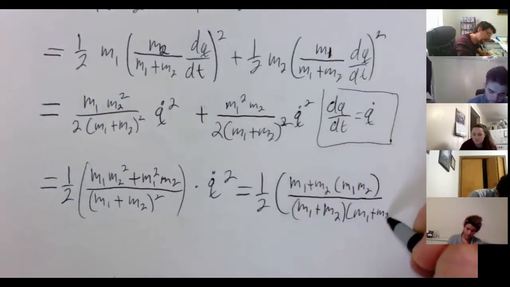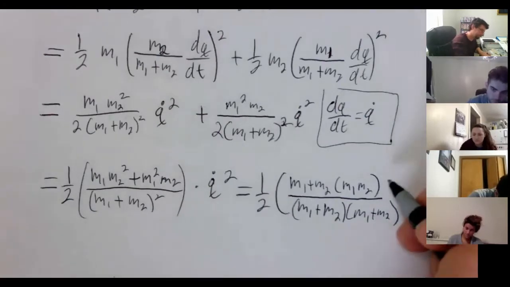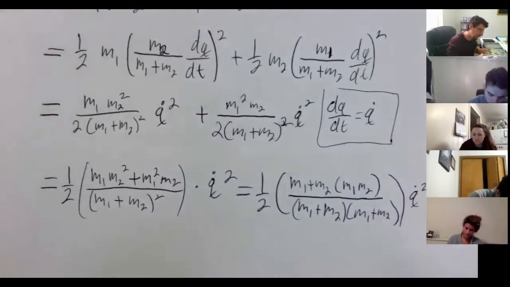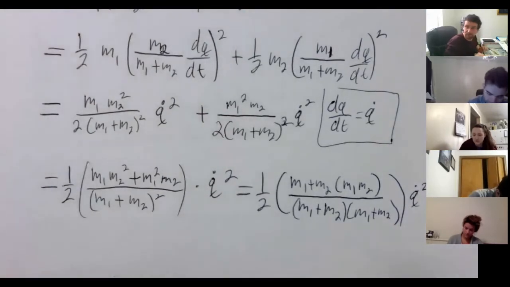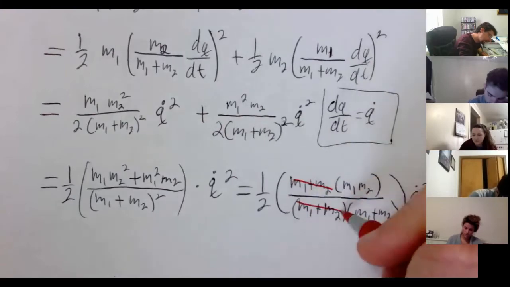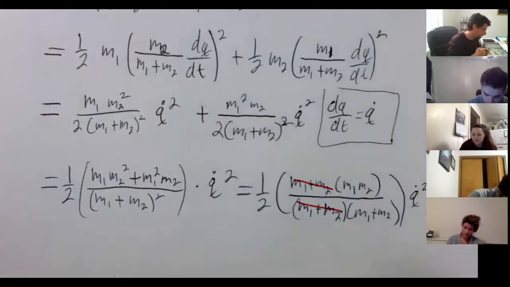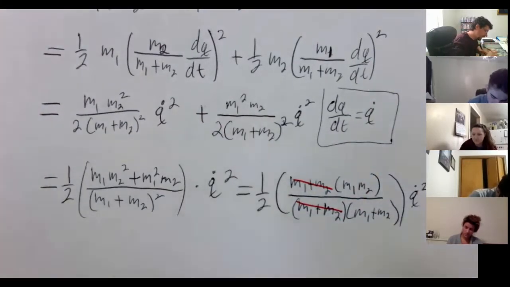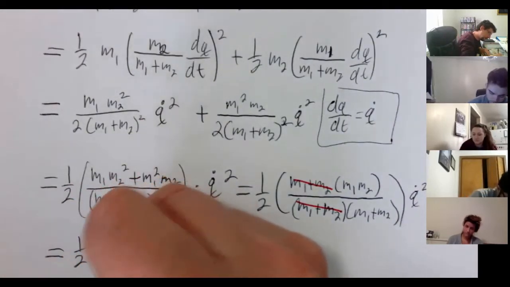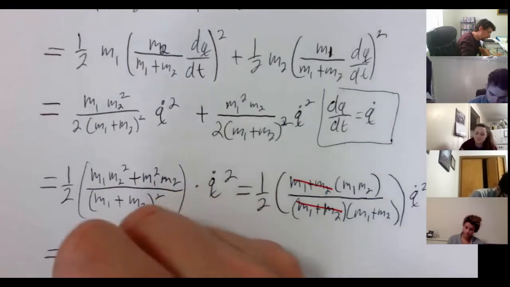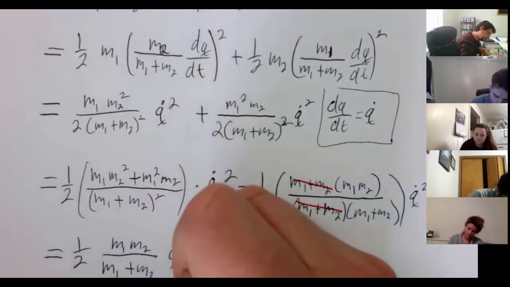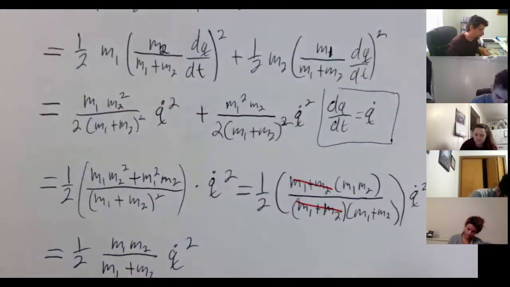And I expanded the bottom for a reason, because it cancels. So what's going to cancel? The M1 plus M2. So that goes away. And what we're left over with is 1/2 M1 M2, all over M1 plus M2, Q dot squared.